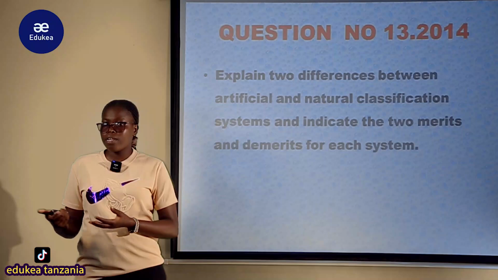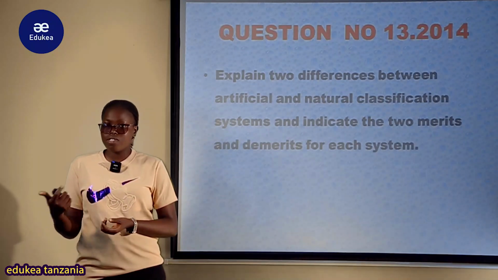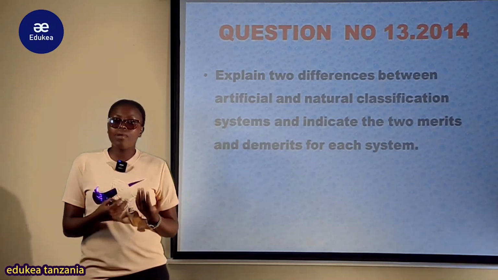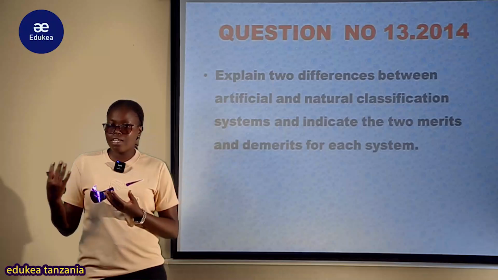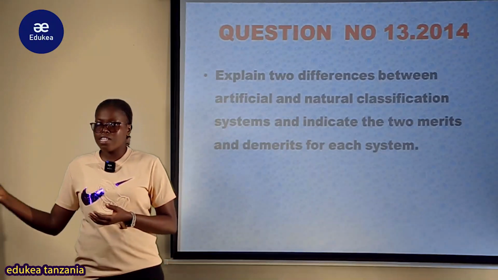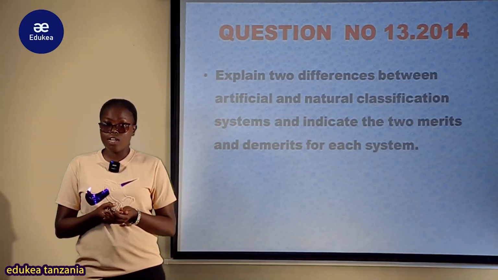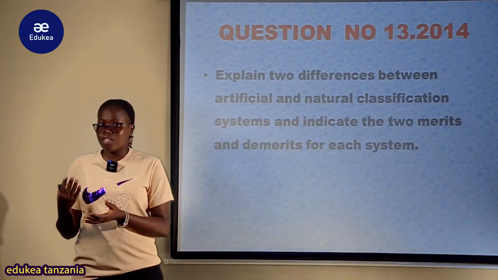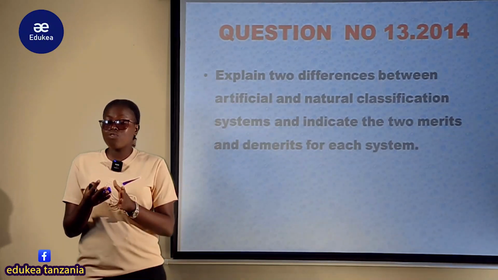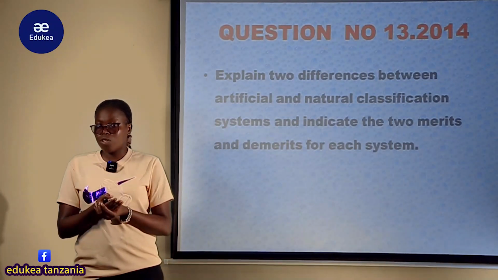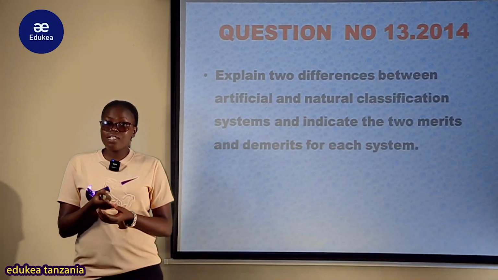Also, the presence of limbs and the absence of limbs. So organisms with limbs will be classified into the same group, and those limbless will be classified into another group. So that is all about the artificial classification. It just uses those features which can be seen using your naked eyes.